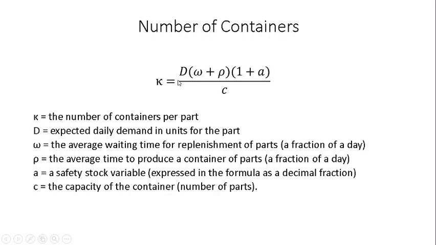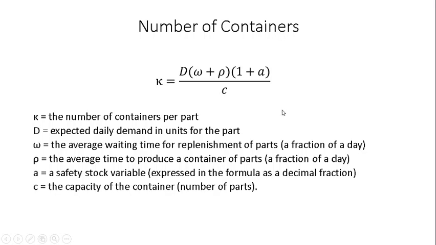So the number of containers that we are supposed to use is given by the letter K. D is the expected daily demand in units for every part. The average waiting line for the replenishment of parts is given by the Greek letter omega. By the Greek letter R, we have the average time to produce a container of parts, and alpha and C are giving the safety stock and the capacity of the container.